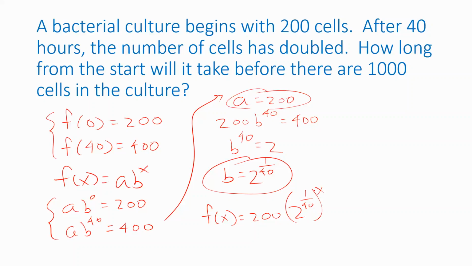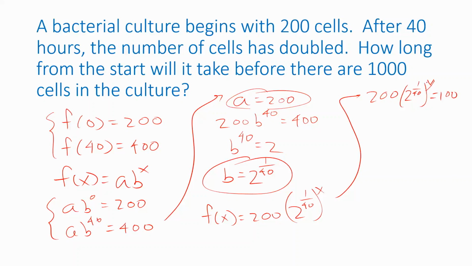Now that's not the end of this question. There was one more part. How long will it take before there are 1,000 cells in the culture? So we want to do one more thing here. We want to know when will this equal 1,000? So that gives us another equation to solve. 200 times 2 to the 1 over 40 raised to the x equals 1,000.